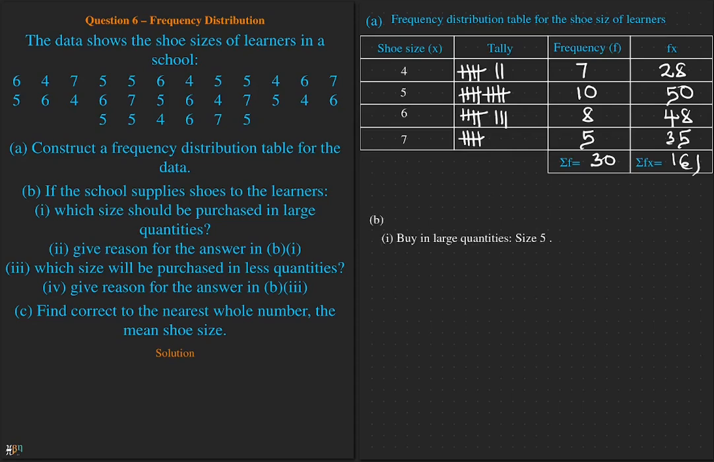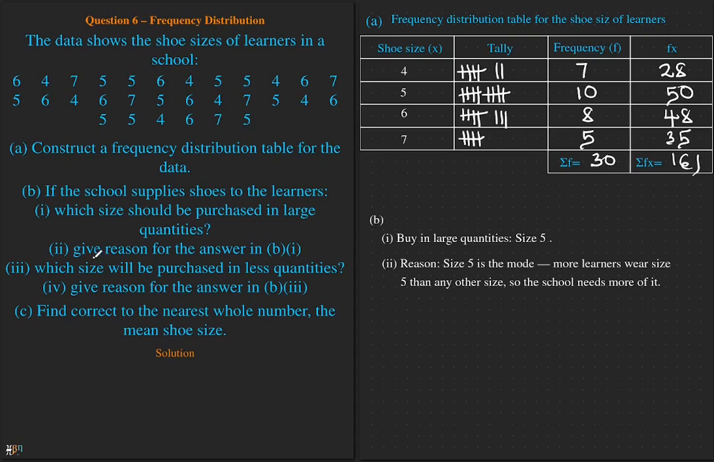Then the next question follows. We should give the reason for the answer. Now, I have even already explained that the reason is that it is the mode. You see, more learners wear size 5. So we definitely have to buy more of that. So in simple terms, you can say that size 5 is the mode. More learners wear size 5 than any other size. So the school needs more of it.